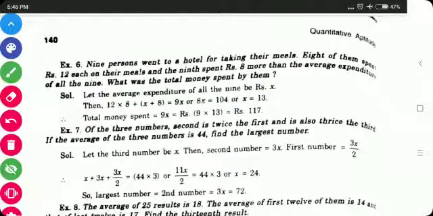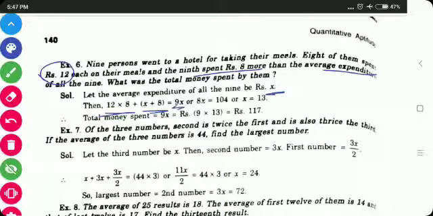Example 6. 9 persons went to a hotel for taking their meals. 8 of them spent rupees 12 each on their meals, and the 9th spent rupees 8 more than the average expenditure of all 9. What was the total money spent by them? So let the average expenditure of all 9 be x. We will write the equation: 8 persons spent rupees 12, so 12 into 8, and the 9th person spent average plus 8, so it is x plus 8.